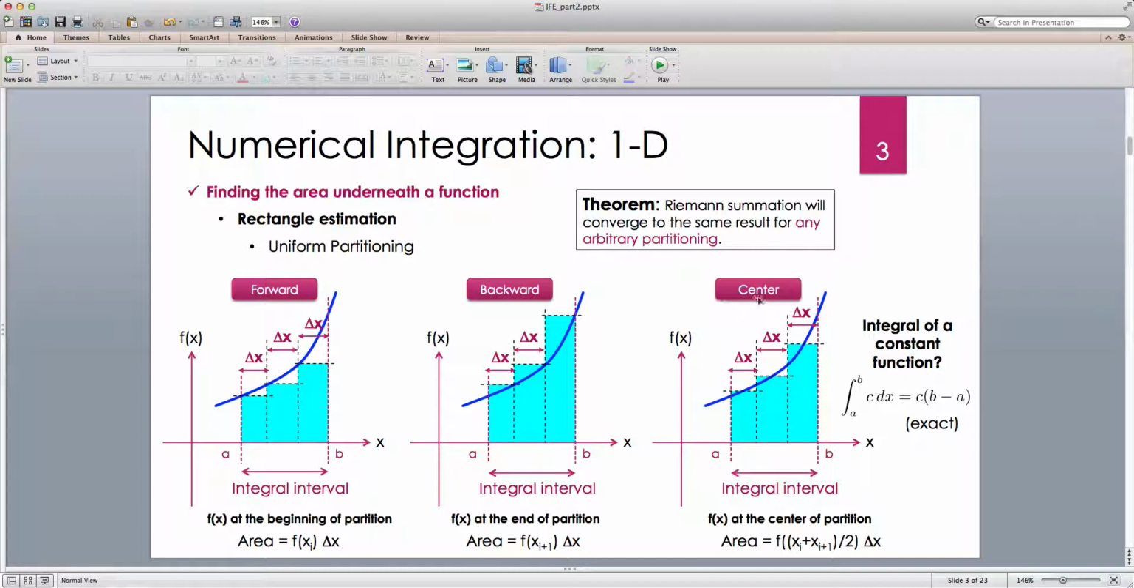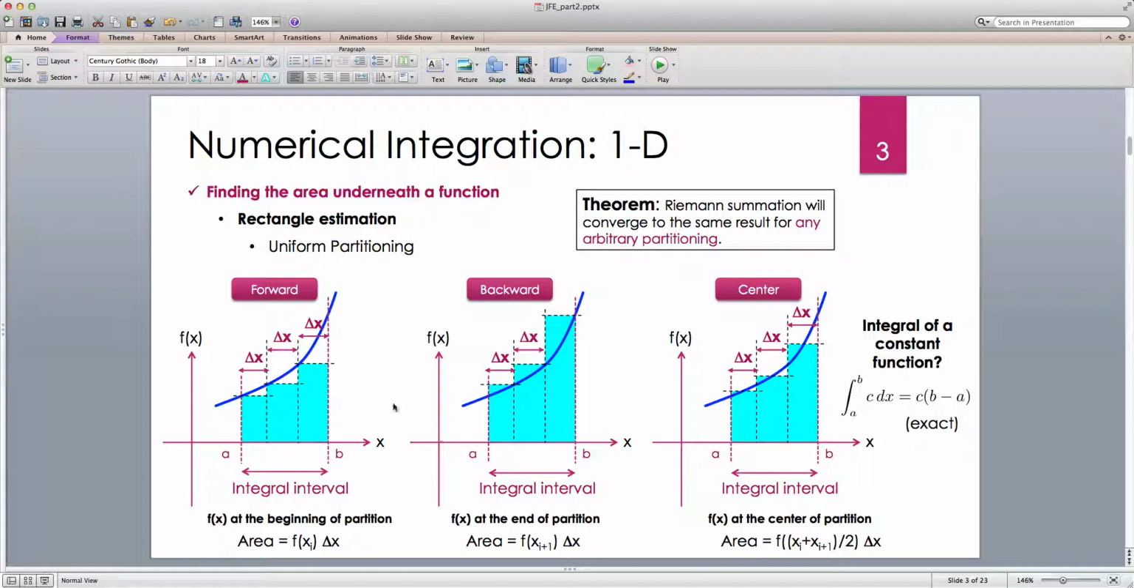Now the other one is center or midpoint approximation, which means that again we have uniform partitioning, and in each subinterval we pick the value of the function right at the midpoint of the interval. So the midpoint of the interval is xi plus 1 over 2. So we evaluate the function at this point, right in the middle of the interval, and multiply by delta x. It gives us the area of this rectangle, all right?